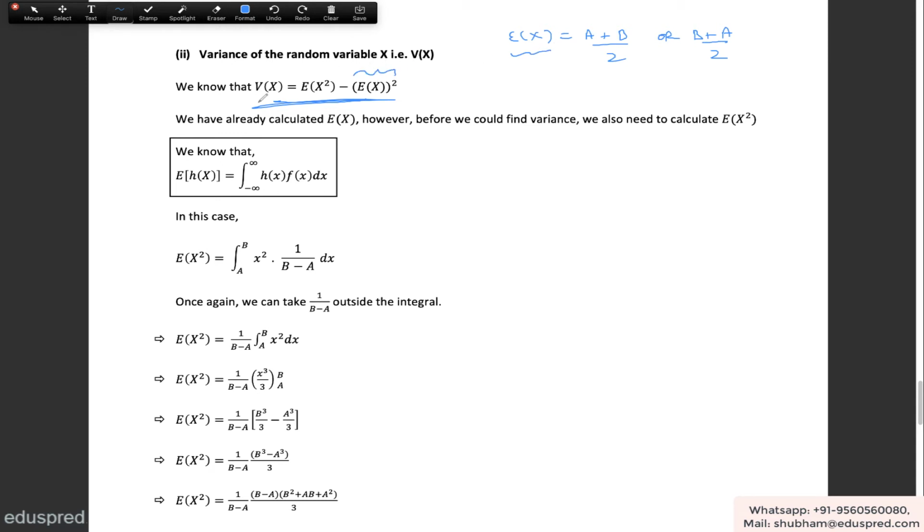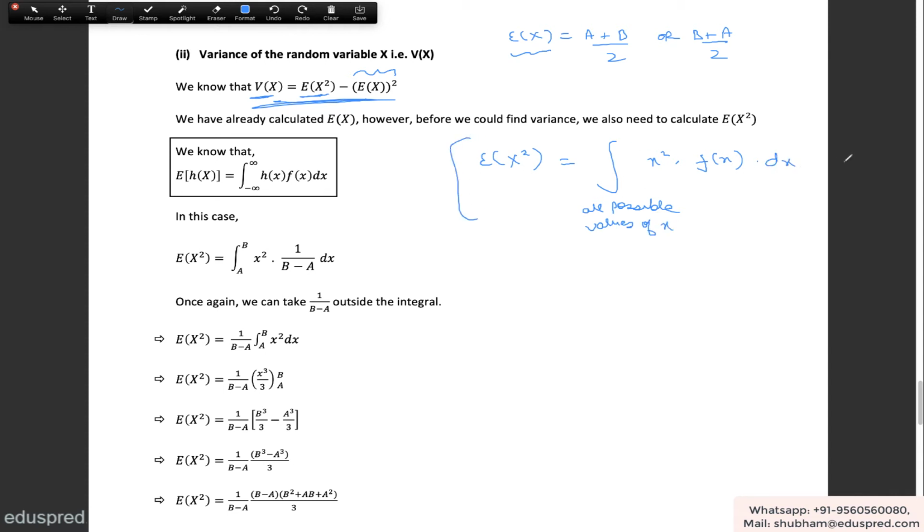But before we could find the value of the variance of x, we need to figure out the expected value of x square. Now what is expected value of x square? Well, expected value of x square is equal to the integration of x square multiplied by f of x, and over here you write all possible values of x. The integration happens for all possible values of x, dx.